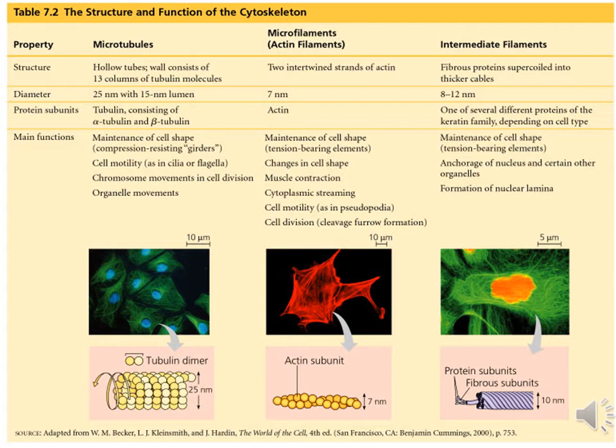Cell division, the cleavage formation. During cell division, after nuclear division, cytoplasmic division occurs in animal cells by cleavage formation. For cleavage formation, the actin filaments play an important role.